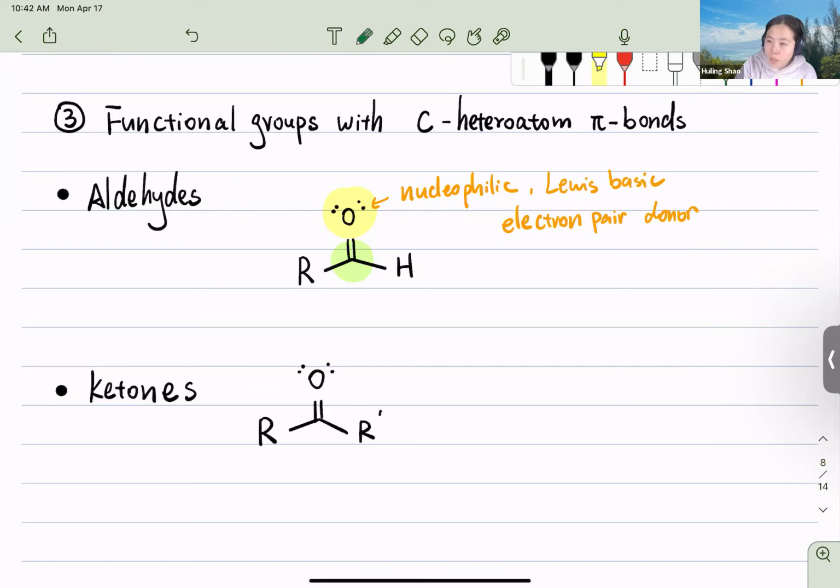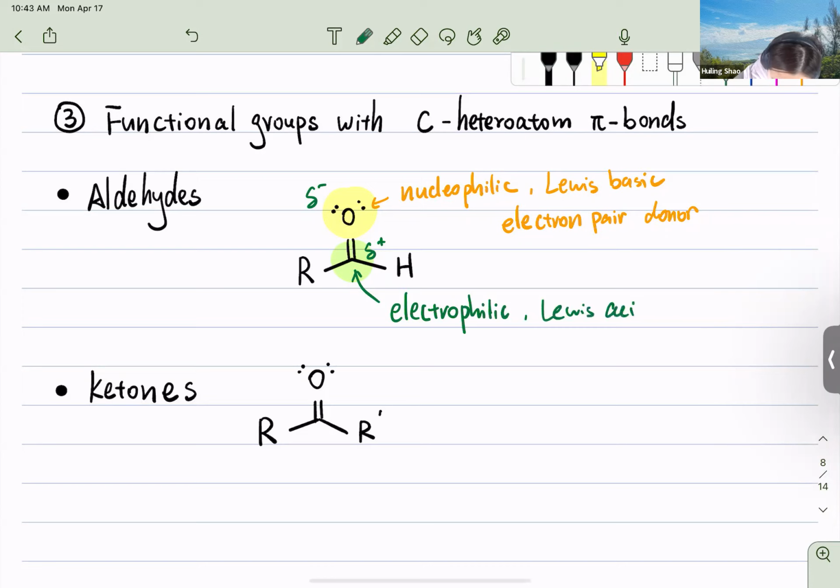Alternatively, when we're talking about a carbonyl carbon, we're talking about this carbon right here. Again, this carbon is bonded to an electronegative oxygen atom. So this carbon is an electrophilic carbon. It's Lewis acidic, and it's an electron pair acceptor.